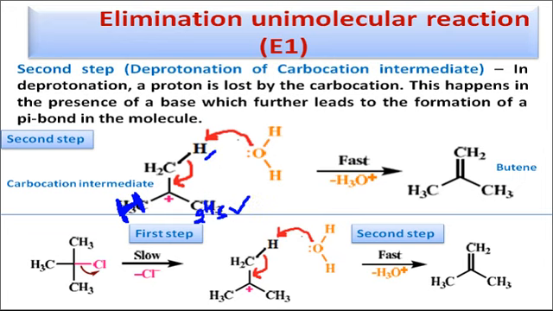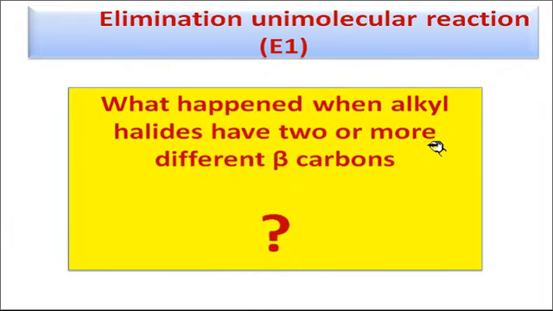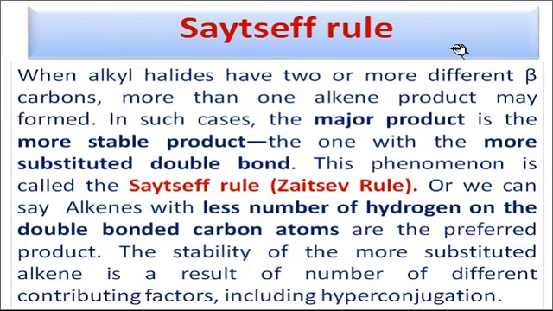Now in such cases, when the beta hydrogens are of different types, what type of alkene is formed? This question can be answered by the Saytzeff rule. According to the Saytzeff rule, when an alkyl halide has two or more different beta carbons, more than one alkene product may be formed. In such cases, the major product is the more stable product, the one with the more substituted double bond.